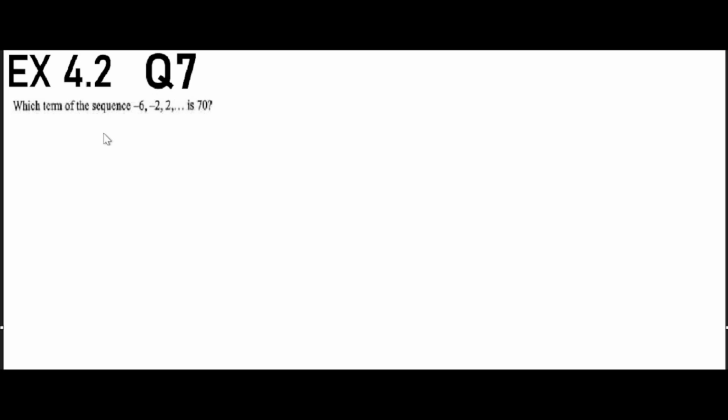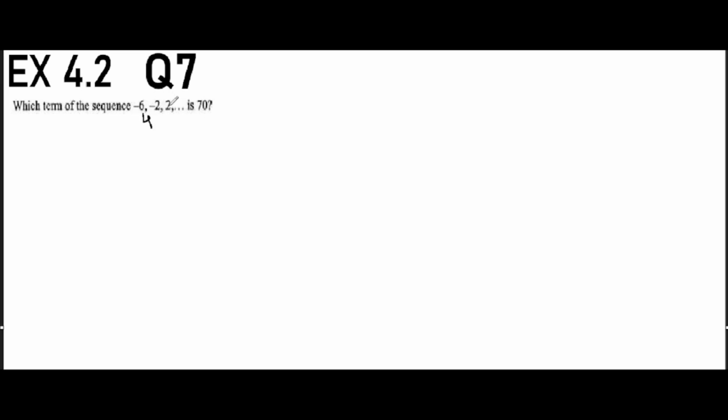Bismillahirrahmanirrahim. We have reached question number 7 of exercise 4.2. Which term of the sequence -6, -2, 2 is 70? So this is an arithmetic sequence as the common difference is equal. -6 and -2. What is the common difference? It is plus 4.